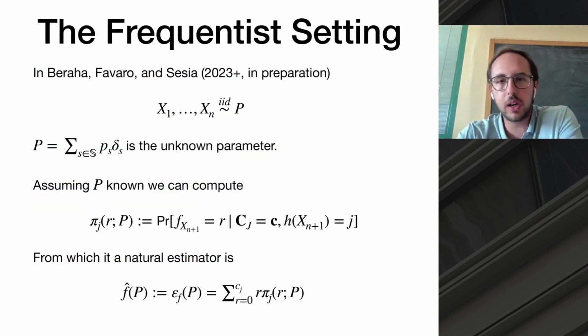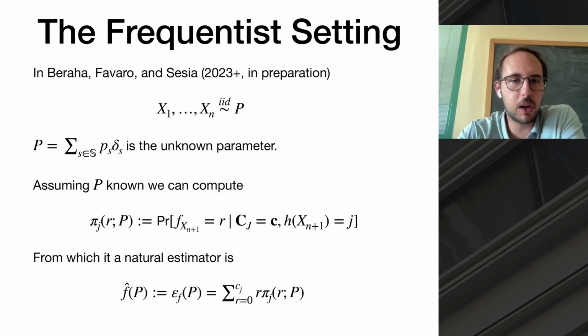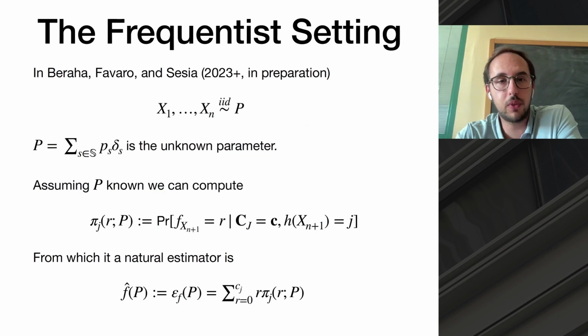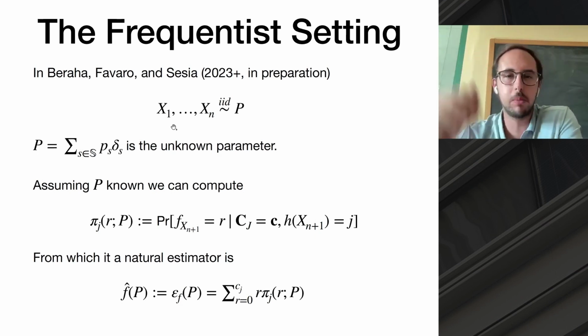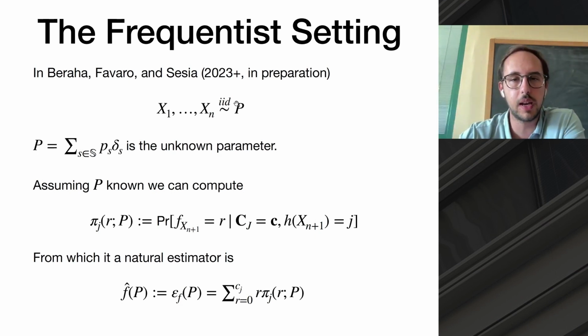And so we tried exploring a frequentist setting in a work written by me, Stefano Favaro, and Matteo Sesia, which is still in preparation. So here we are just assuming that there is a probability measure P that is fixed, the unknown parameter, and that data are IID from this unknown probability measure.